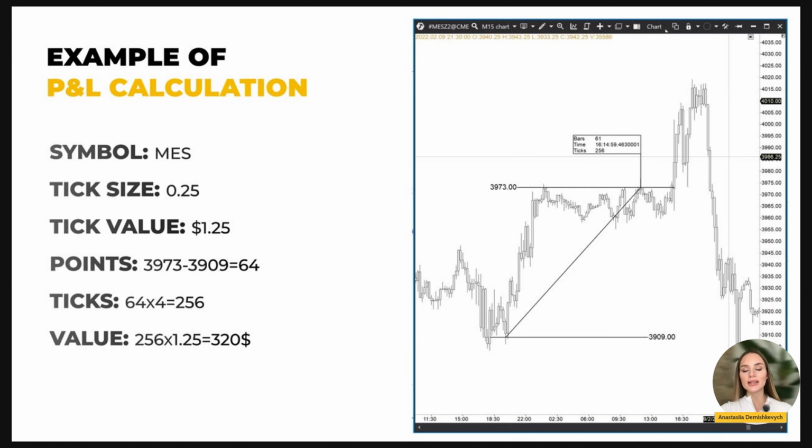size is the same, but the tick value is 10 times smaller. Let's say that the price increased from $3,909 to $3,973, which is a difference of 64 points. Each point is equal to 4 ticks for a mini S&P 500 and micro and mini S&P 500, so this would be 256 ticks. The total value would be 256 ticks multiplied by the tick value, which is 1.25, and that gives us $320. This demonstrates how the smaller size of micro contracts results in smaller profit but also loss, which can be more manageable for traders with smaller portfolios.